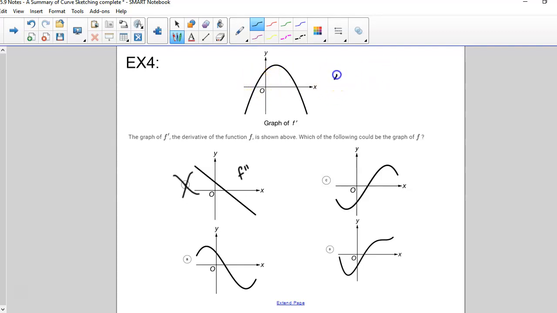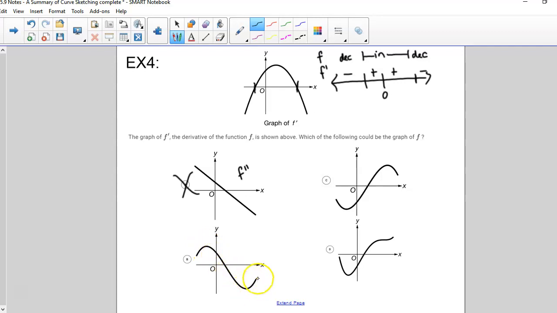So if we kind of think of making ourselves a chart here, this is 0. From this point to this point, our derivative is negative. It's positive right here, then it's negative again, right? Which tells us f has to be decreasing, then increasing here in the middle, and then decreasing. So we've got to have something that decreases, increases, and then decreases. So decreases, increases, decreases. That works.